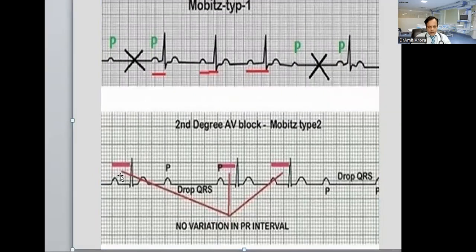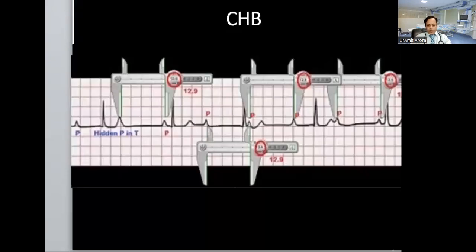Okay. Look, PR, this is the drop. PR remains fixed. It could be prolonged, but it will be fixed. It will not be gradually prolonging. It will be fixed and followed by the drop. So after a certain number of beats, there will be a drop. As the disease progresses, the drops will become more and more progressive and later will gradually change into a 2:1 or 3:1 block. Now CHB, complete heart block.